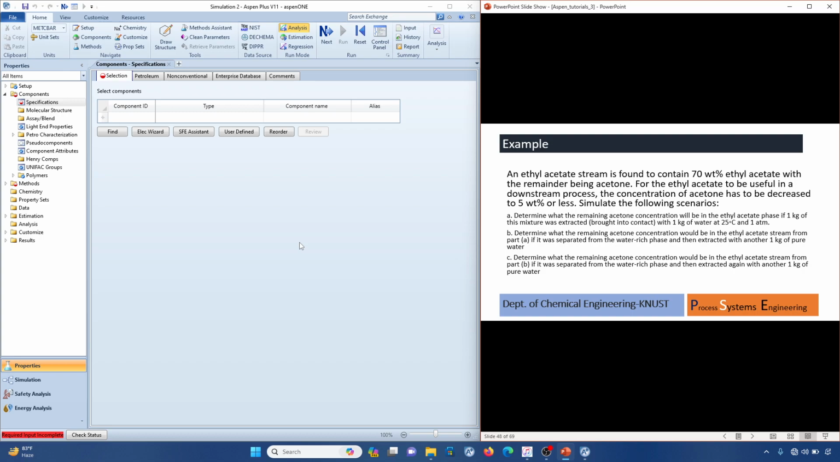An ethyl acetate stream is found to contain 70% ethyl acetate, with the remainder being acetone. So that's our feed, our mixture, the miscible phase. For ethyl acetate to be useful in a downstream process, the concentration of acetone has to be decreased to 5% or less. So we are going to do this by contacting the mixture with water. The water should extract the acetone and form an immiscible phase, so there should be an acetone solution which forms an immiscible phase with the ethyl acetate stream.